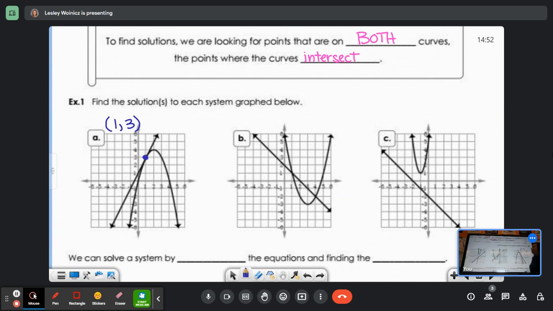Okay. What about this one? 1, 1. And? 4, -2. Okay, what about the last one? No. Correct. We have no solutions. Now, don't shift down yet.